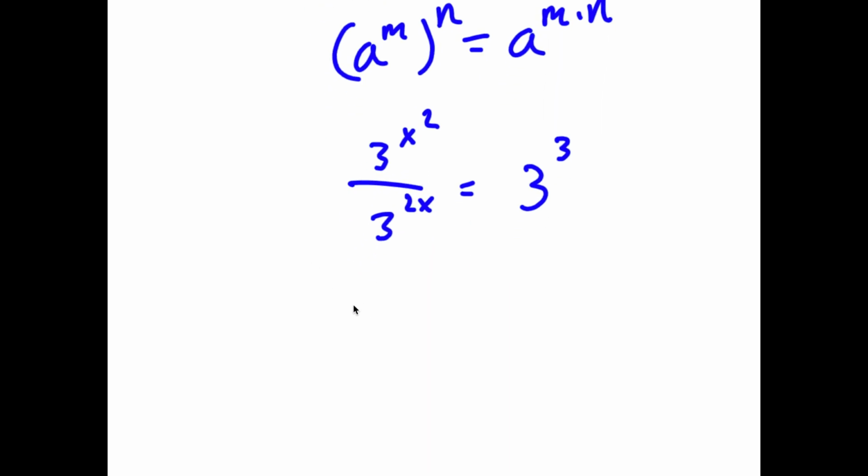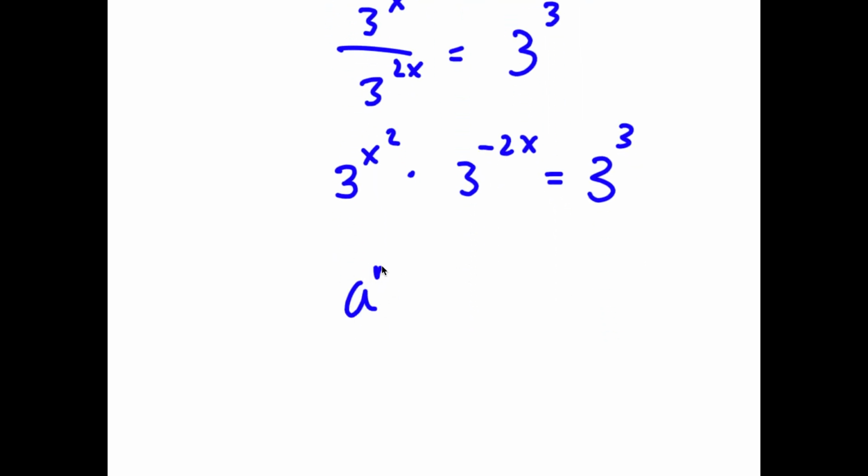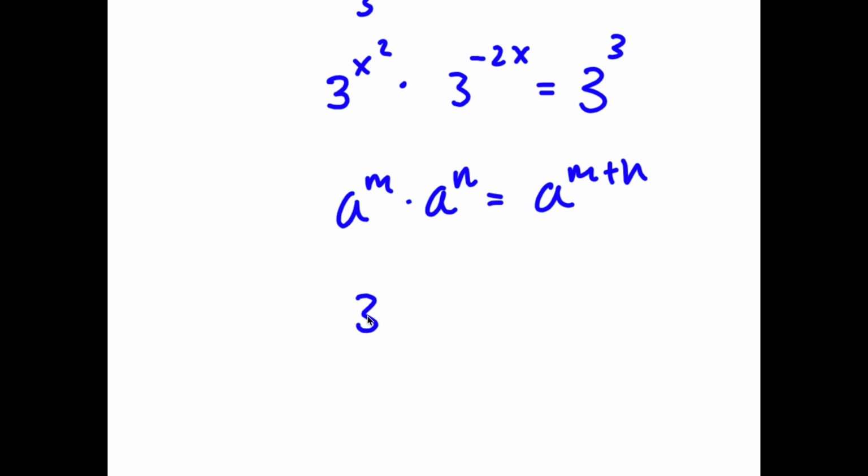And now I can rewrite this as 3 to the power of x squared times 3 to the power of negative 2x is equal to 3 to the power of 3. And a to the power of m times a to the power of n, this is equal to a to the power of m plus n. So this is going to equal 3 to the power of x squared minus 2x is equal to 3 to the power of 3.